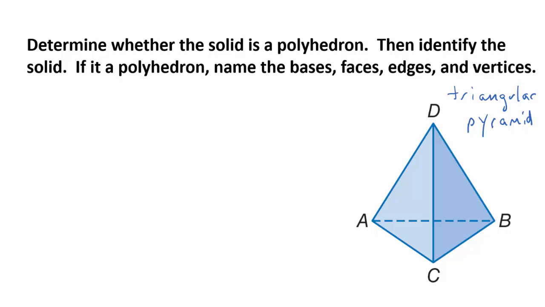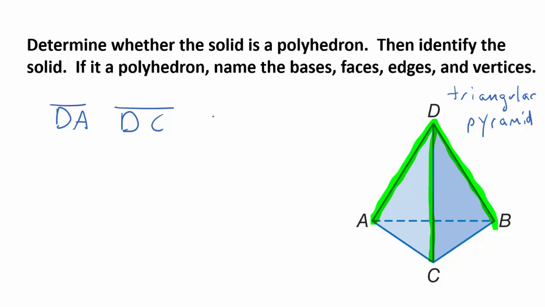Let's move on to the edges. I'm going to go ahead and highlight a few of them. There's 3 right there, those 3 edges. Again, they're line segments. Line segment DA, line segment DC, and DB. Those are 3 edges. We've got a few more that we're going to take a look at here.